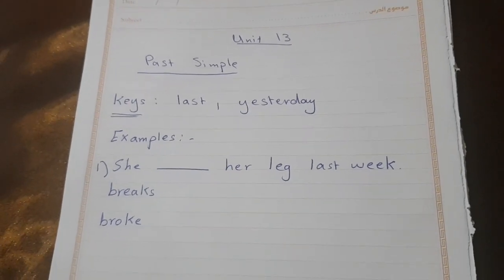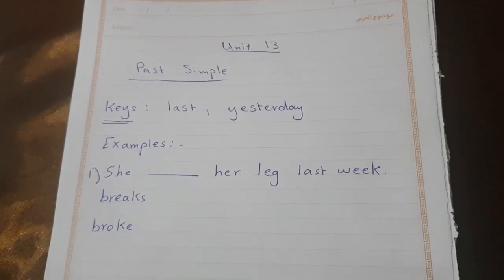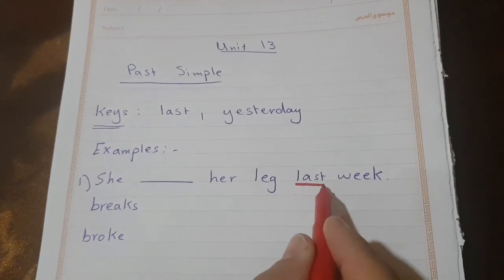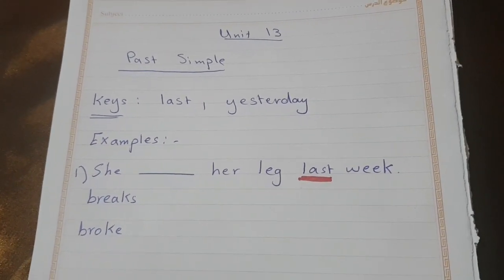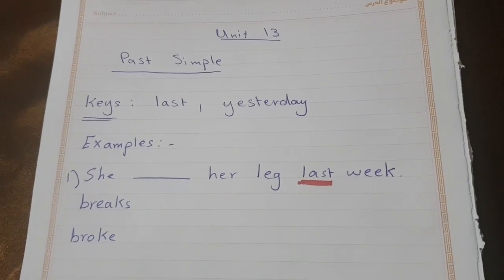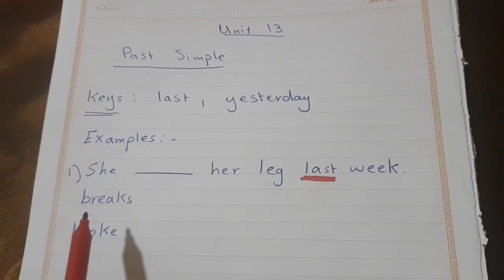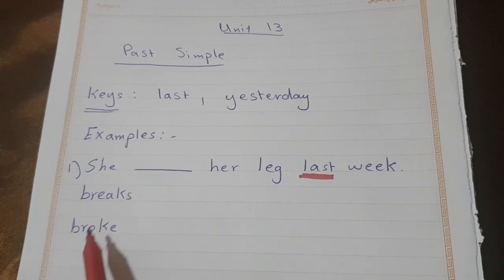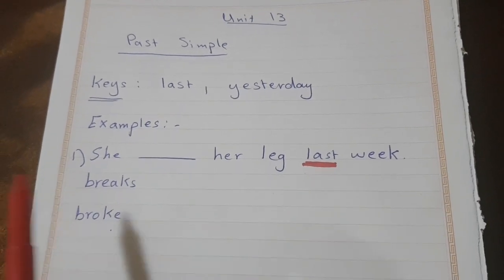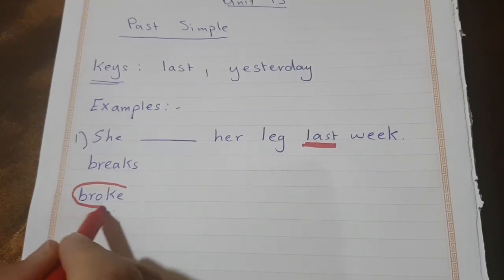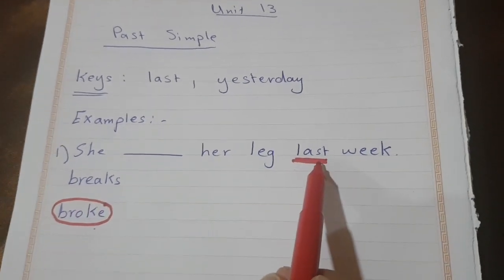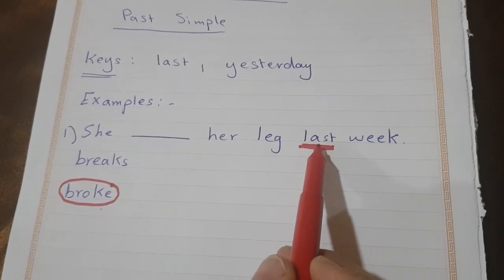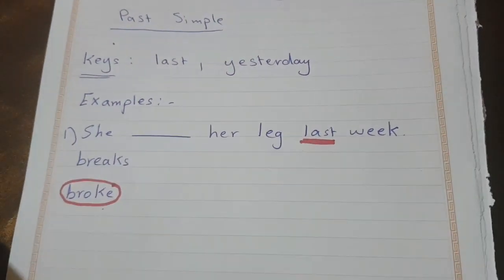Before you answer this sentence, you must find the key. What is the key? Yes, the key is last. And last means that the verb happened in the past. So if you have to choose between two answers, she breaks or broke, of course the answer is broke. Why broke? Because we have last in the sentence, and last means past simple.